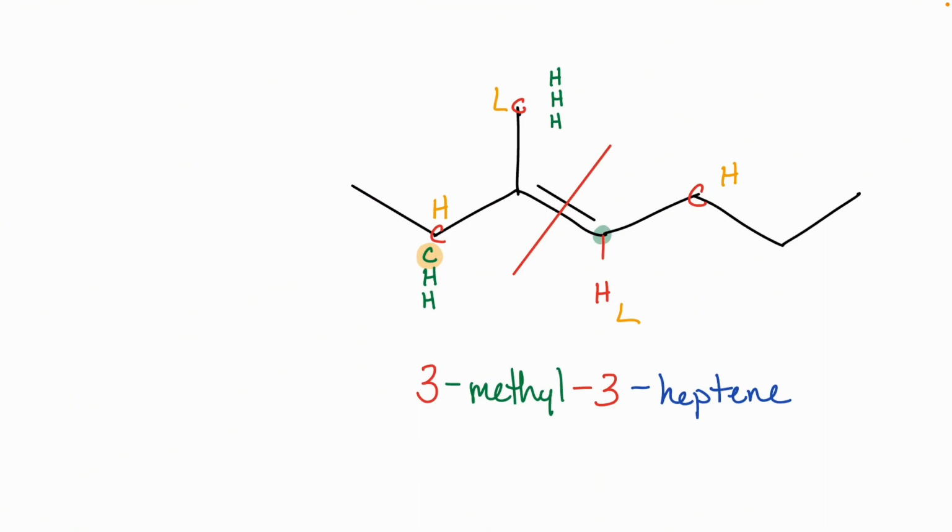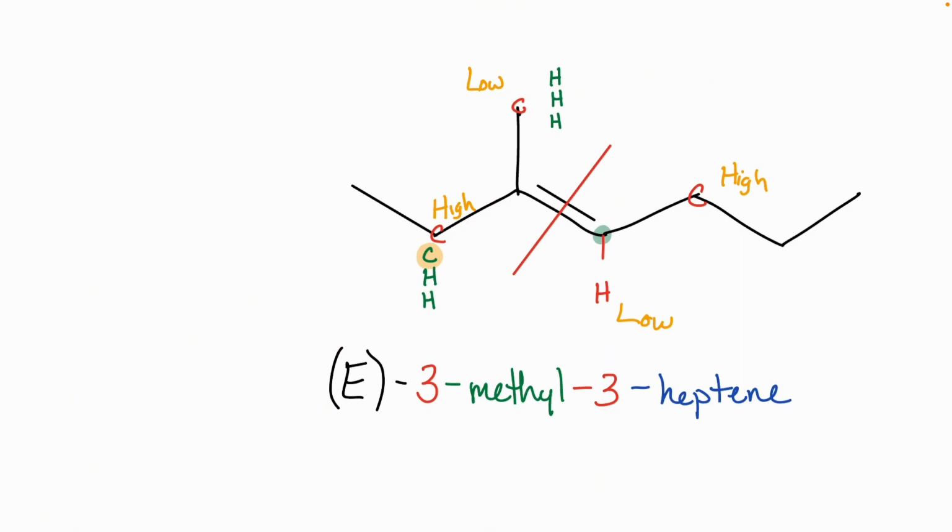All right, and just to be clear, since there are a lot of H's going on, I'll explicitly write low, high, high, low. Are these two high priority groups on the same side? No. So then it's going to be the E conformation. How we write that in our name is we put it out front in parentheses. Boom. So that would be the full name of that molecule, including its stereochemical designation.